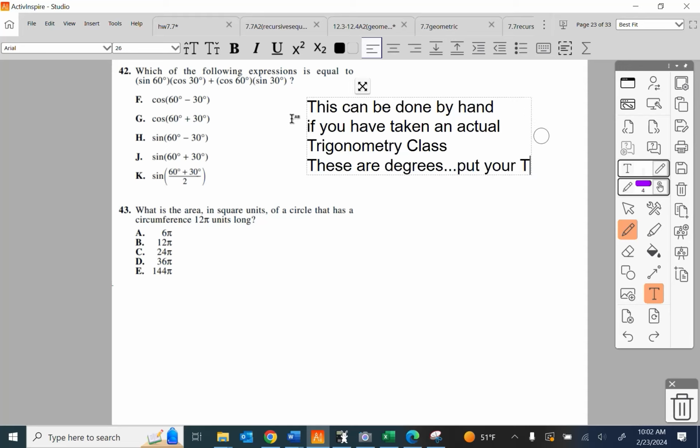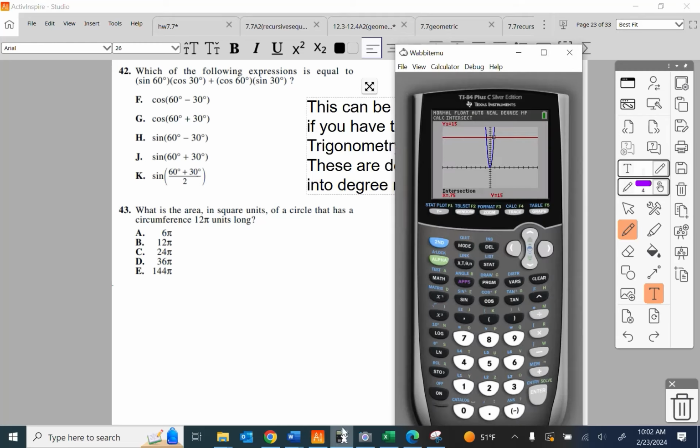Put your TI-84 into degree mode. So mode, mine happens to be in degrees. The default is radian, but mine's in degrees. Highlight degree, press enter. And type in the original expression, which was sine 60 degrees, close, cosine 30, close, plus cosine 60, close, sine 30. And press the magic enter key, and it returned a value of 1.